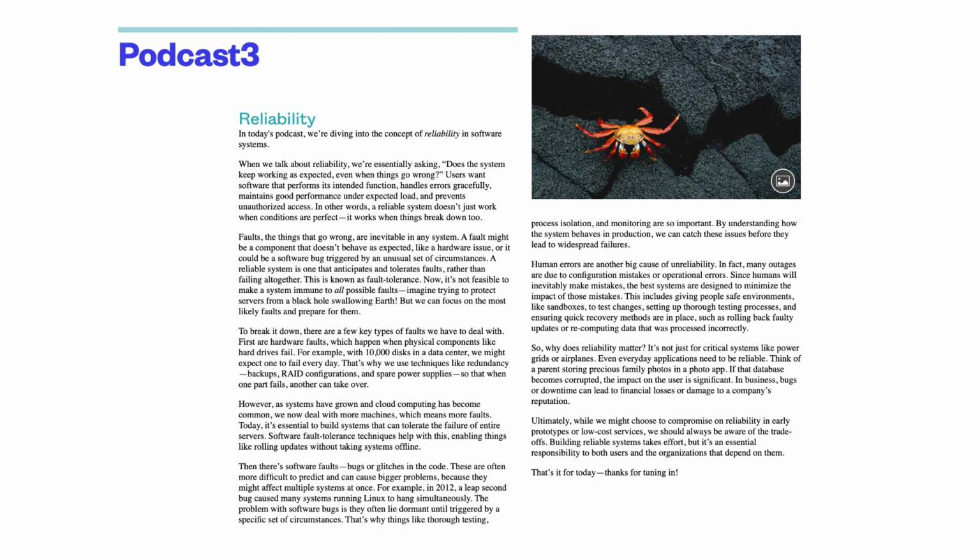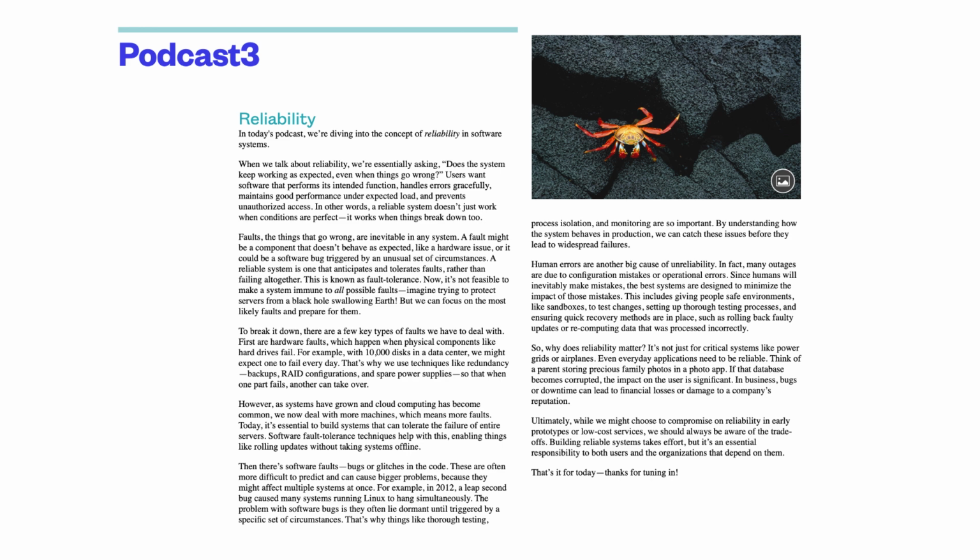Faults, the things that go wrong, are inevitable in any system. A fault might be a component that doesn't behave as expected, like a hardware issue, or it could be a software bug triggered by an unusual set of circumstances. A reliable system is one that anticipates and tolerates faults rather than failing altogether. This is known as fault tolerance.